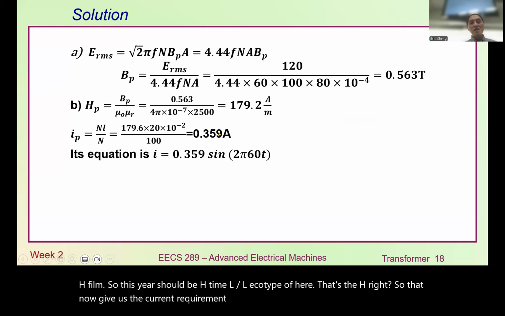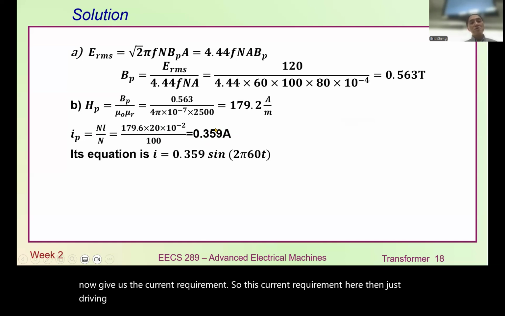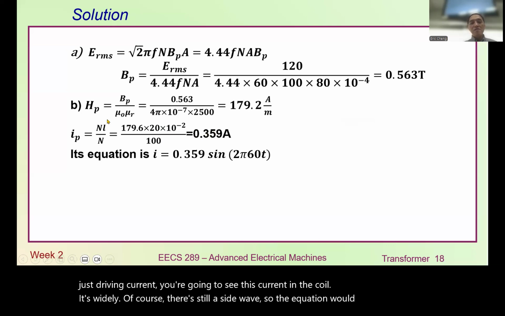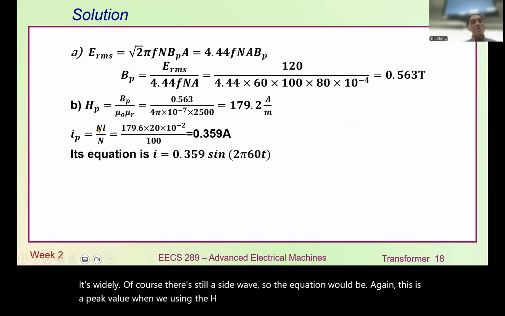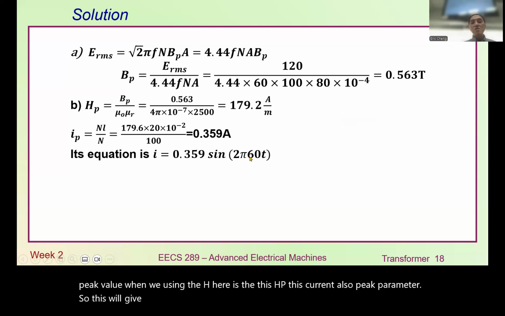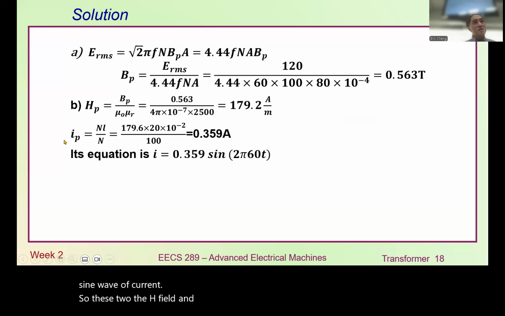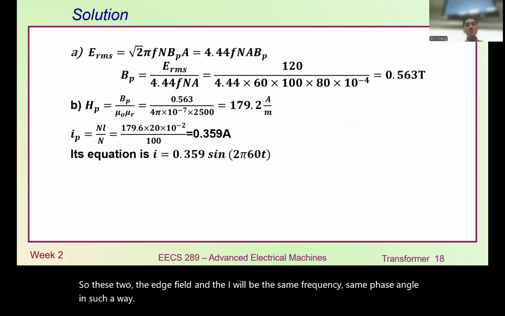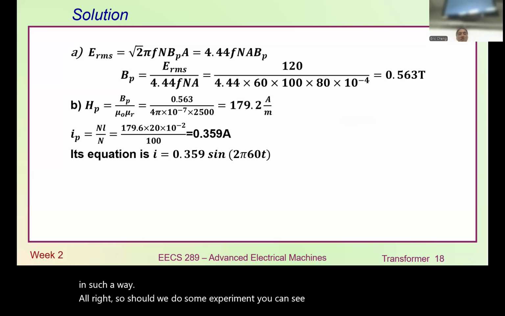So that now gives us the current requirement. This current requirement here is just the driving current. You are going to see this current in the coil, in the winding. Of course, it is still a sine wave, so the equation will be, again, a peak value. When we use the H here, it is this H peak, and this current is also a peak parameter. So this will give you this formulation for the current. You are going to still see a sine wave of current. So the H field and the I will be the same frequency and same phase angle in such a way. All right. So if you do some experiments, you can see how it looks.